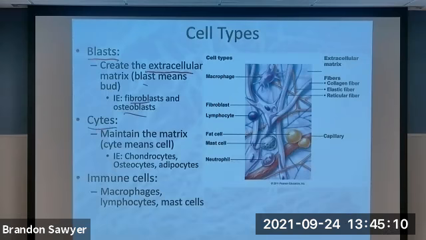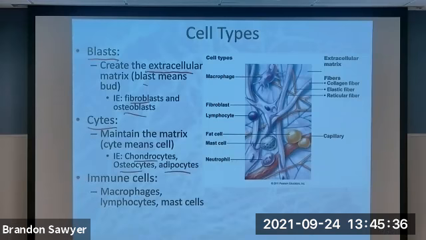When we see cyte, cyte really just means cell. So when we see cyte, this is kind of the basic cell of a certain tissue. These are the ones that are there just to maintain the tissue, maintain the matrix. And so chondrocytes are cartilage cells, osteocytes are bone cells, adipocytes are fat cells. We'll have other examples like that.